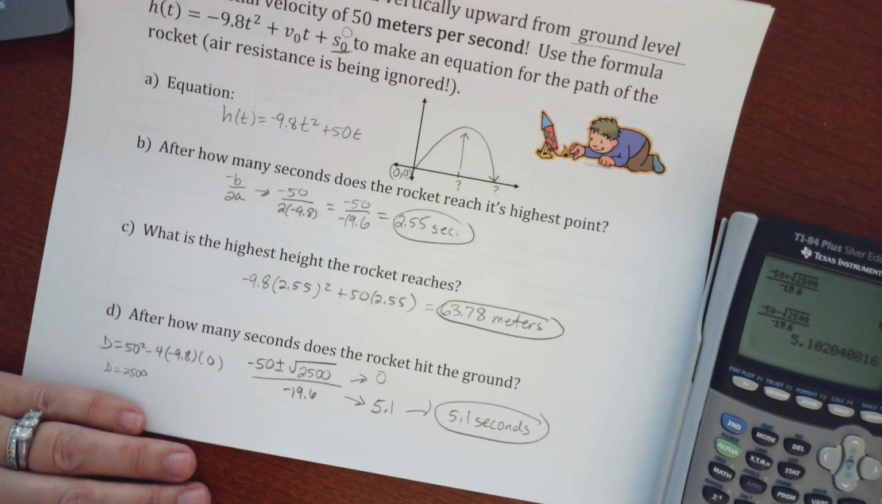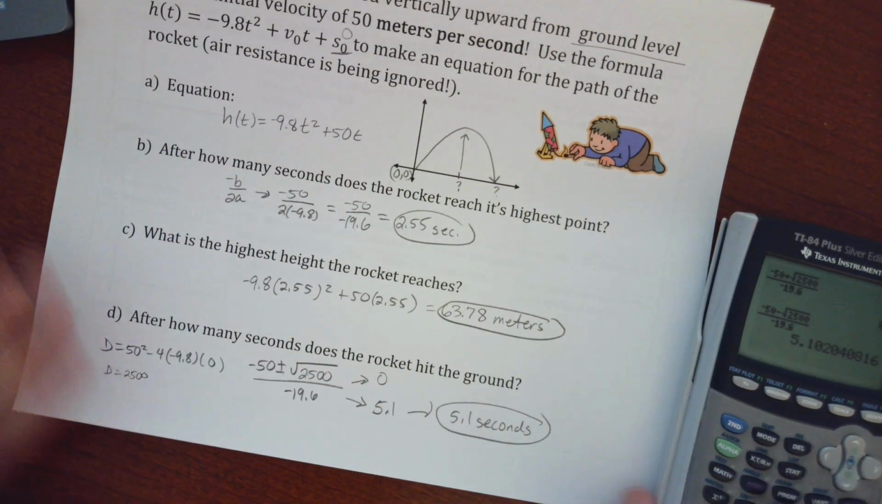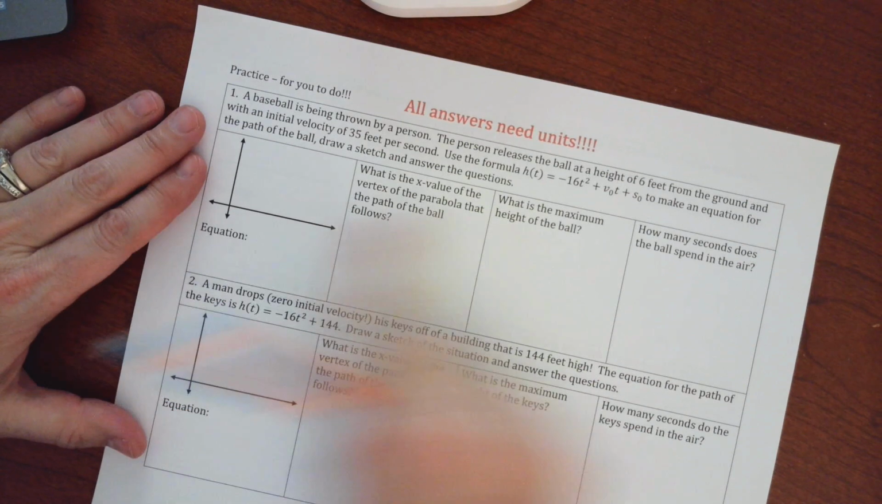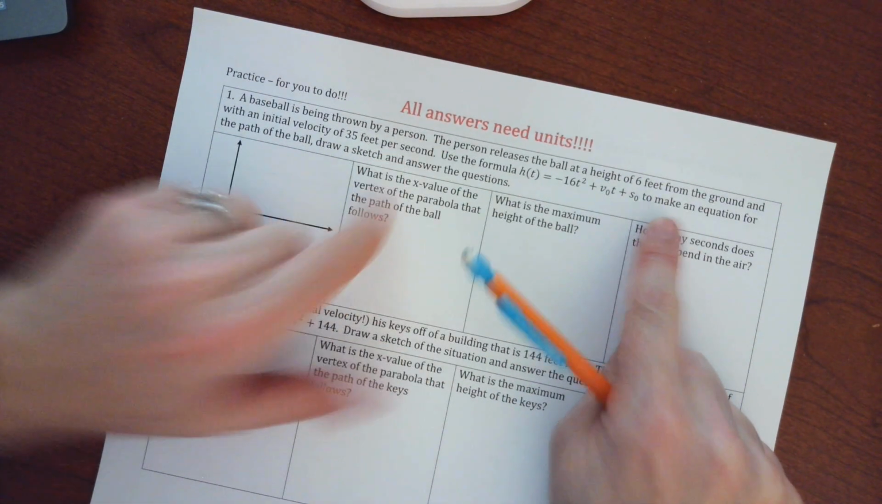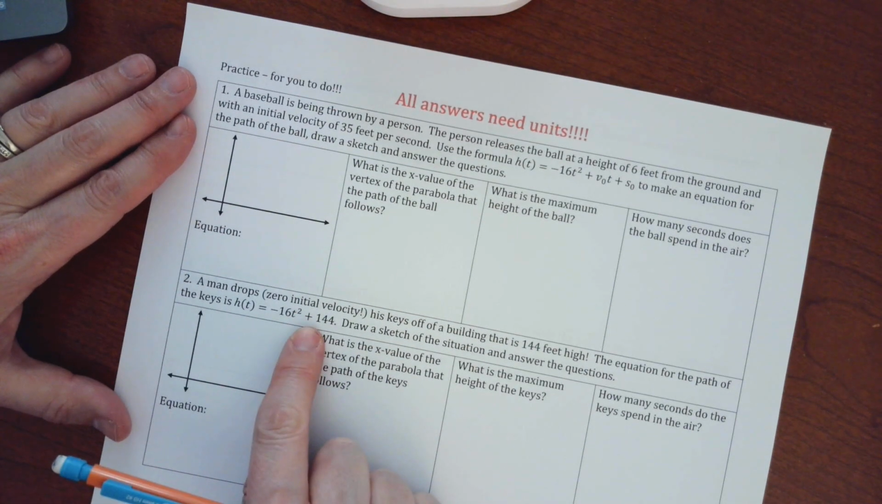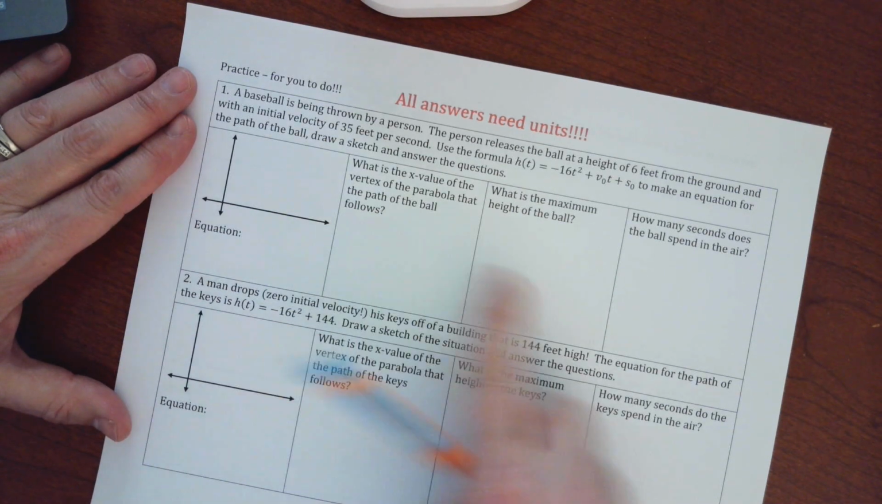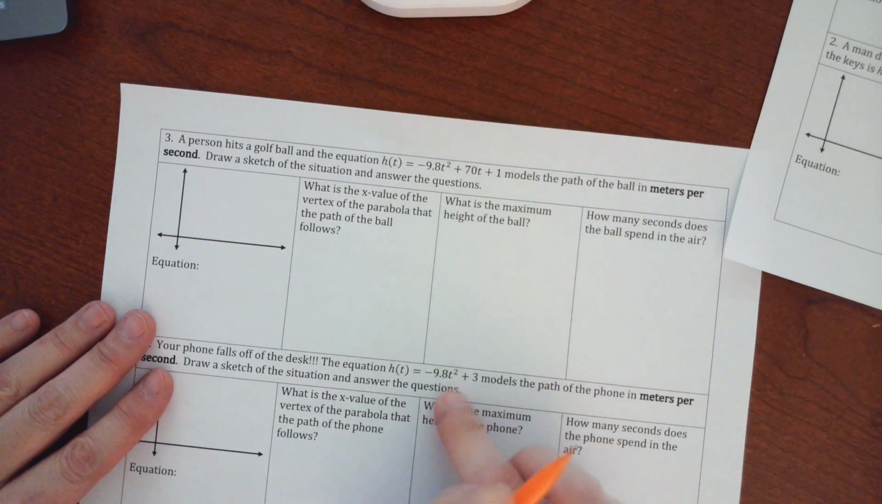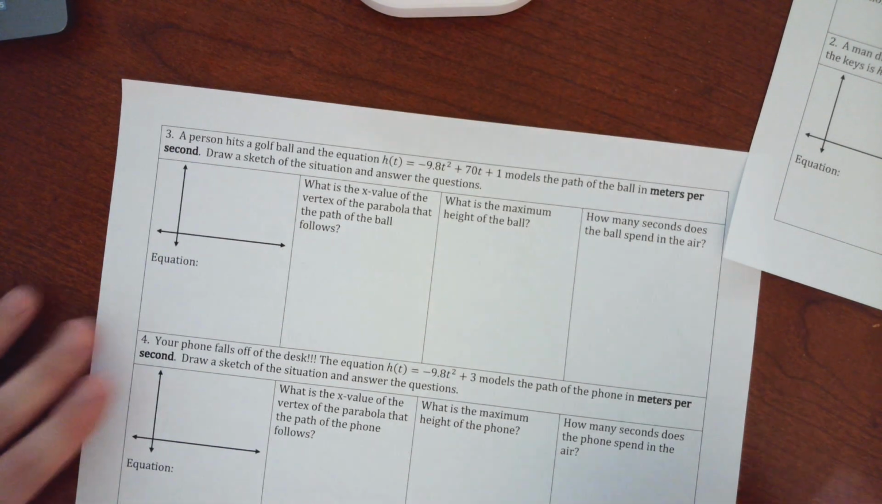Not much fun. 5 seconds in the air. All right, that's it. So basically you have 4 problems to do. And for those 4 problems, you're going to draw a picture. I gave you the equation and some information, or sometimes I just gave you the equation, okay? And you've got to find these things and draw the picture. And here's equation stuff too, okay? And so that's basically it.